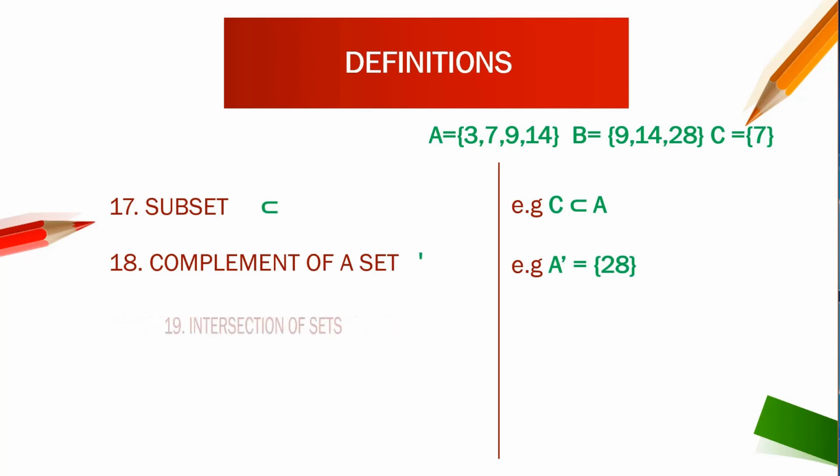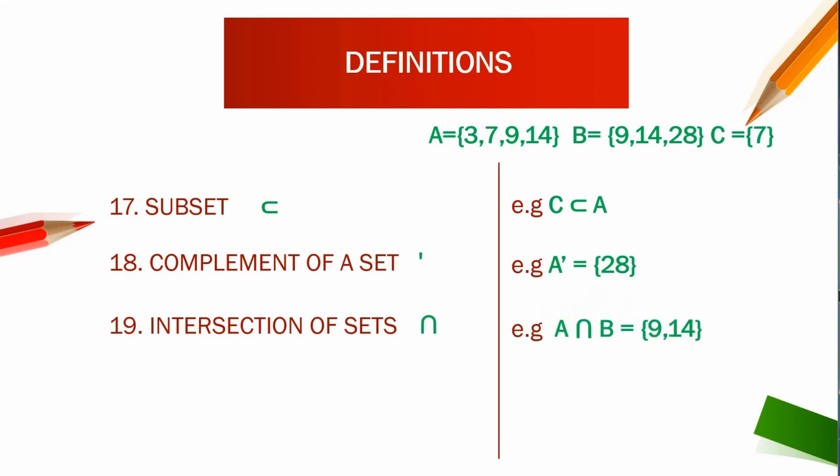Our next definition is intersection of sets. Intersection of sets is represented by this symbol, which looks like an N or an upside down U. Using the example above, A intersect B would be the elements that A and B both have in common, which is 9 and 14.